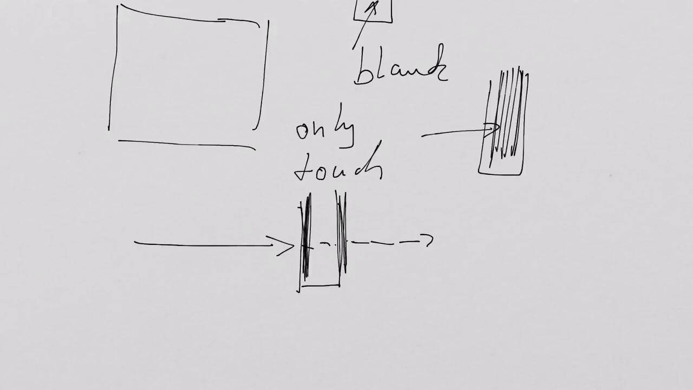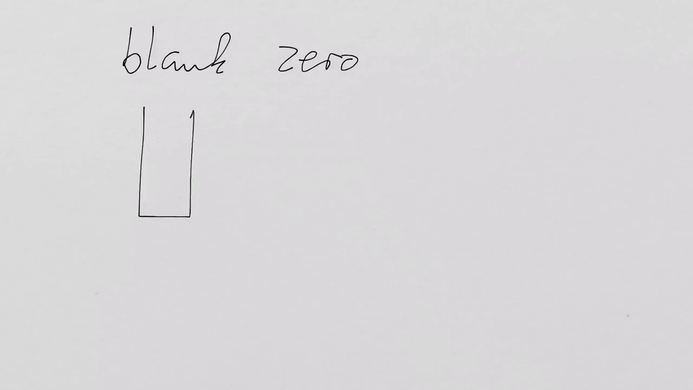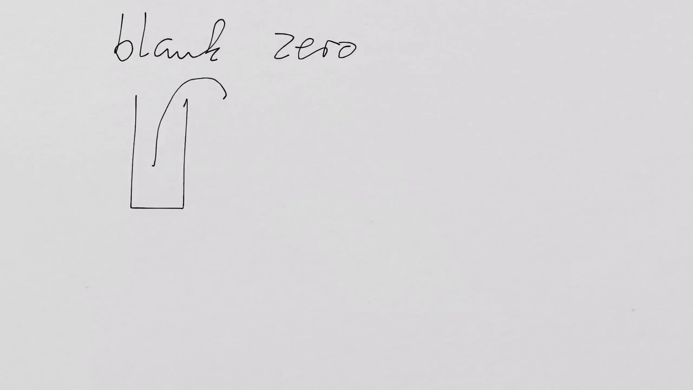One thing you need to do in the first place is calibrate the spectrophotometer. To calibrate a spectrophotometer, you use what is called a blank, or you zero it. How do you do that? First of all, you take a cuvette and add 3 milliliters, but only of the buffer.